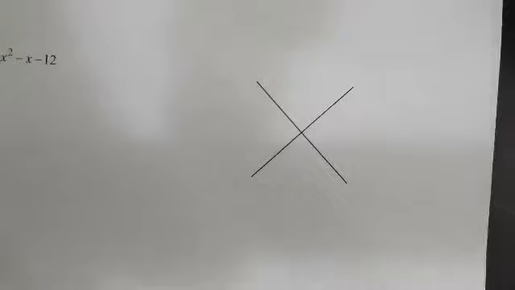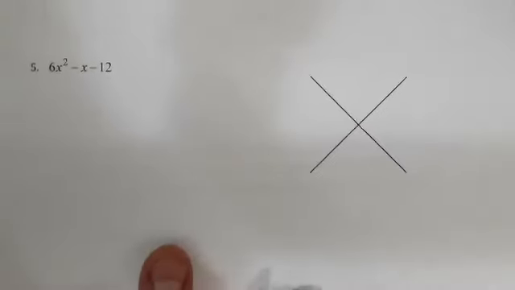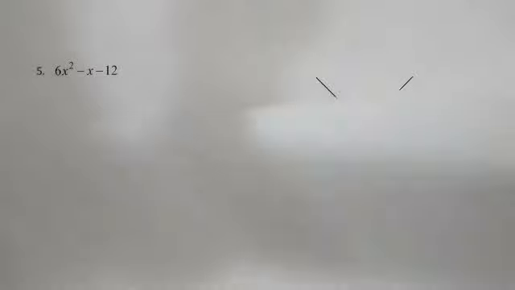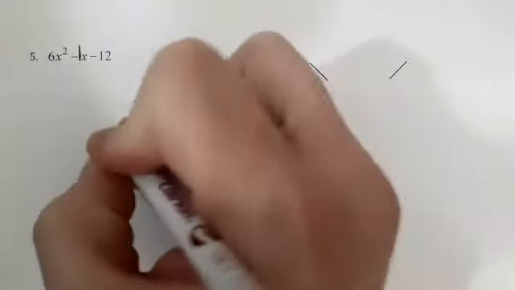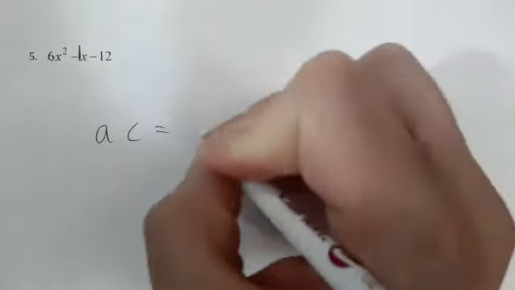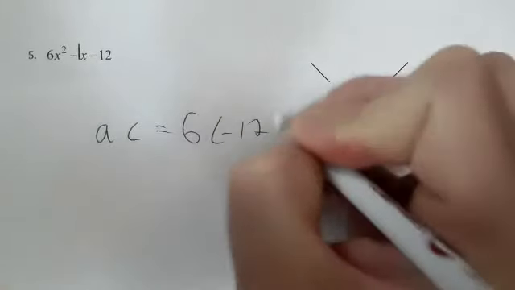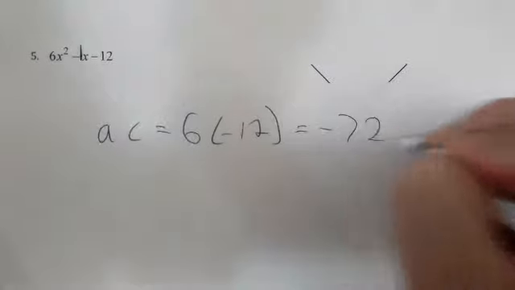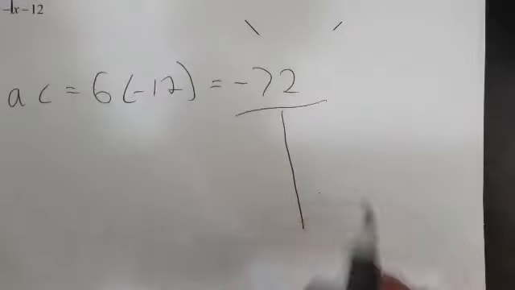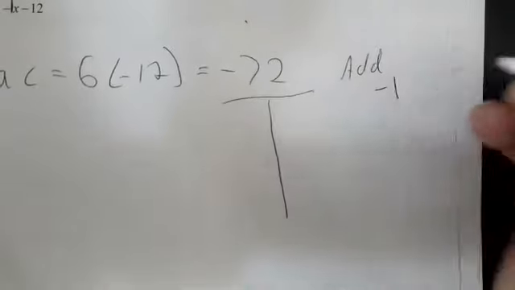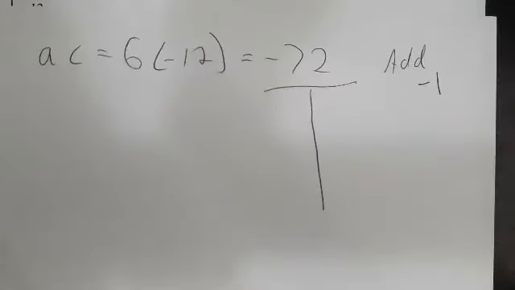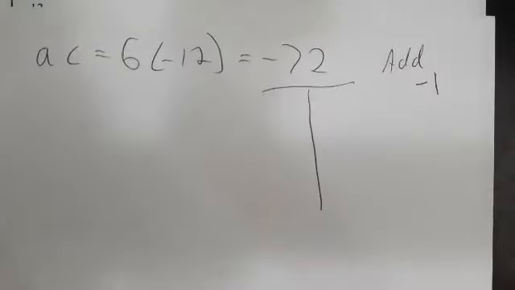Okay, so now we're looking at the next problem. 6x squared minus 1x minus 12. If we do the AC, then it's probably 6 times 12, because we take 6 times 12. That's giving me 72, a negative 72. And the thing that it adds to is going to be minus 1. So I'm looking at factors of 72 that add to minus 1.